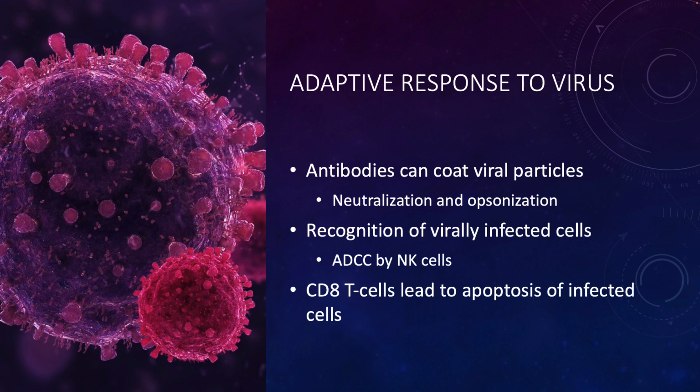We also get the recognition of virally infected cells by things like T cells. We can also see the antibody-dependent cellular cytotoxicity, which is by natural killer cells. And what happens in this case is if an antibody binds to an infected cell, because the cell is showing viral antigens, the natural killer cells can come in and kill those cells. And of course, the CD8 positive T cells, which are also called the cytotoxic T cells, will lead to apoptosis of those infected cells.